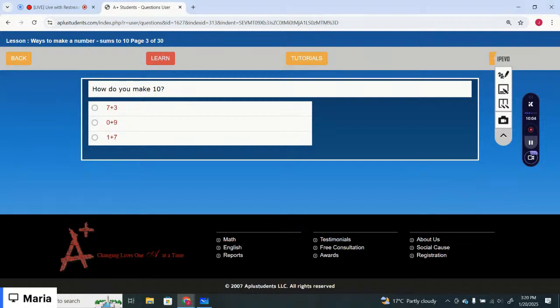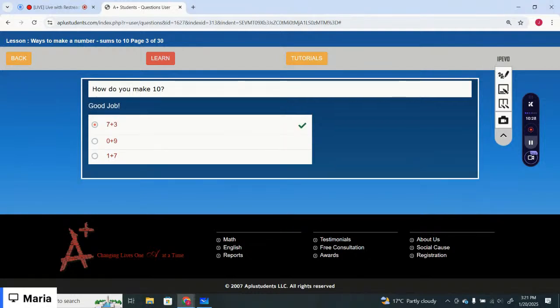How do you make 10? Which is the correct option? That is 7 plus 3 makes 10. Option number 1 is the correct option.